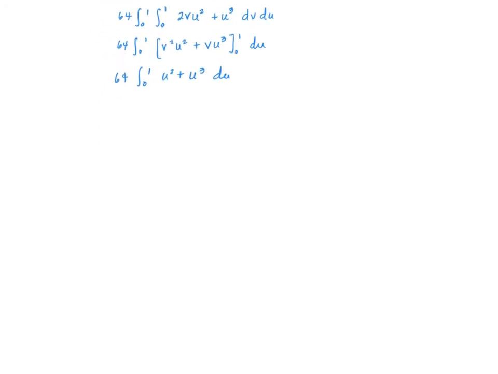Du. I have 64 times u squared over 2 plus u to the third over 3. Sorry, u to the third over 3. Can't integrate. And again, that's a 0 and a 1. So 64 times 1/3 plus 1/4. Looks like that's going to be, I'm going to leave it as a fraction, 112 over 3 if I reduce.